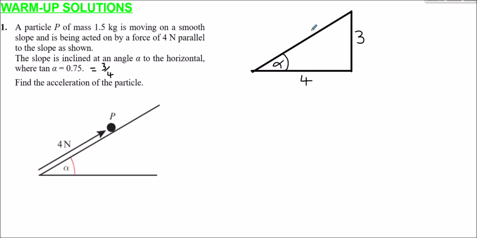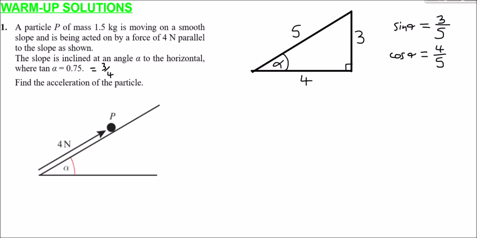That tells us, using a Pythagorean triple, that the hypotenuse will be the square root of 3 squared plus 4 squared. 3 squared plus 4 squared is 25. Square root of 25 is 5. So this tells us that therefore sine theta, opposite over hypotenuse, will be 3/5, and cos theta, adjacent over hypotenuse, will be 4/5.